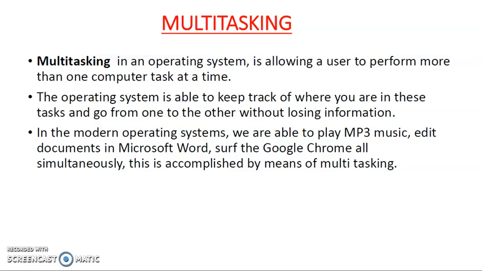So the task can be defined as an asynchronous code path within the process. So in multitasking, the process can consist of multiple tasks which run simultaneously. So the multiple tasks should be able to run concurrently within the process. For example, suppose in your modern operating system, we are able to play MP3 music, then edit documents in Microsoft Word, then surf Google Chrome. All these works we do simultaneously. So this is accomplished by means of multitasking. It is the best example of multitasking.